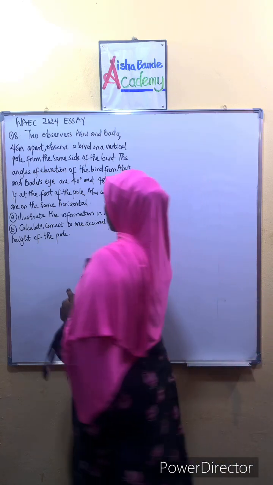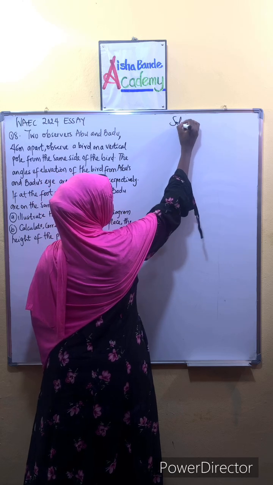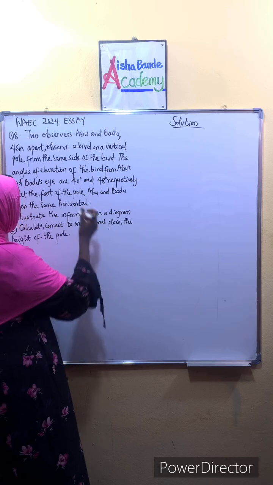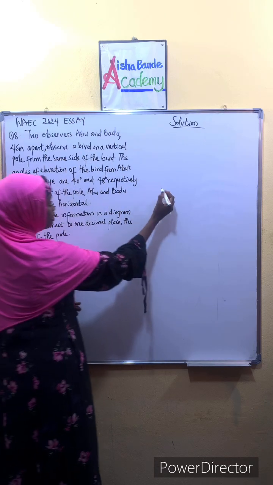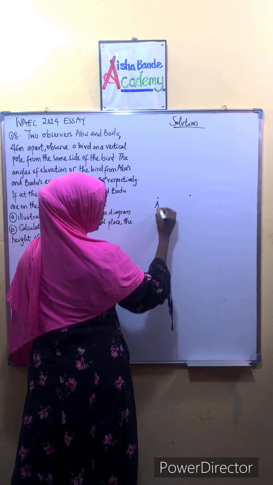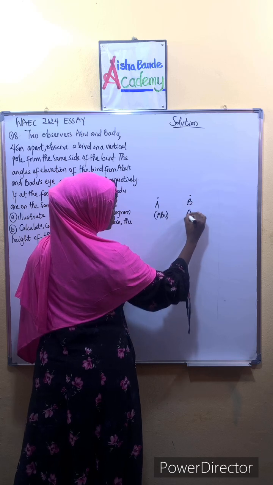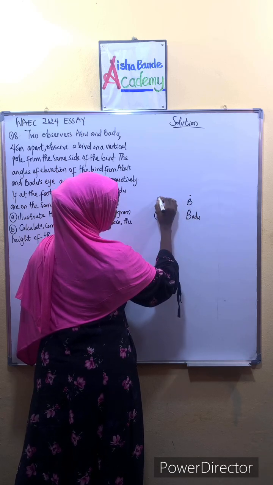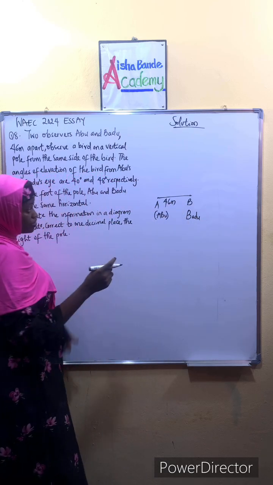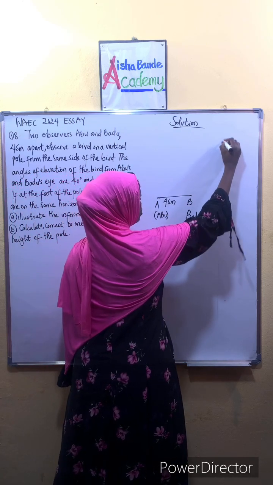So let's begin solving. The first question indicates that we should represent this information on a diagram. It says two observers, Abu and Badu. That means we have Abu at point A and Badu at point B. So Abu is here, this is where Abu stands, and this is Badu at point B. They are standing 46 meters apart, right? And also we have the angles of elevation. So there is a pole at the end here.